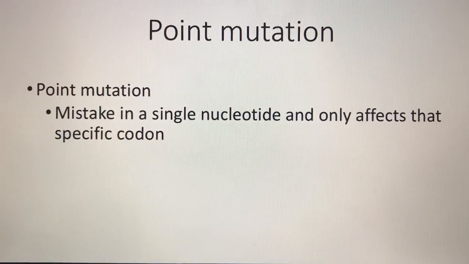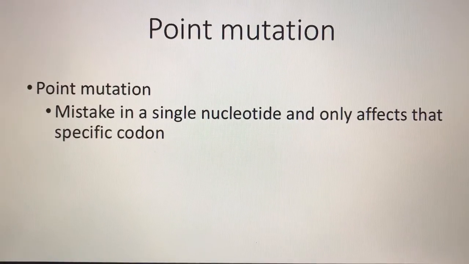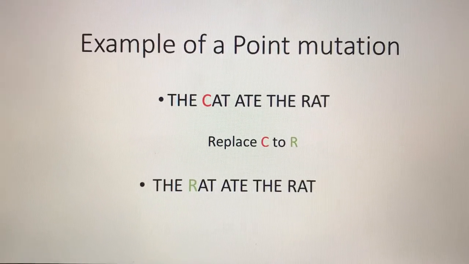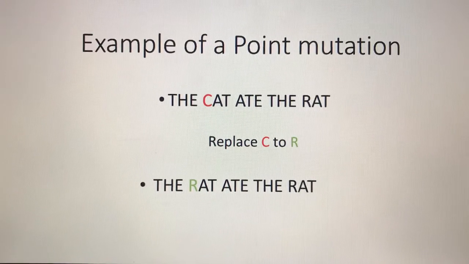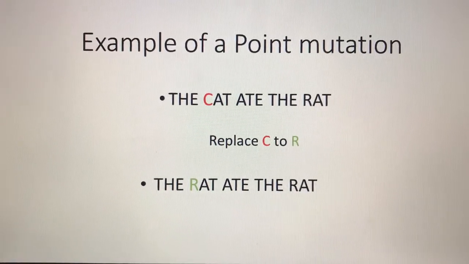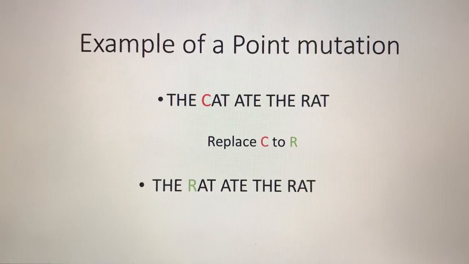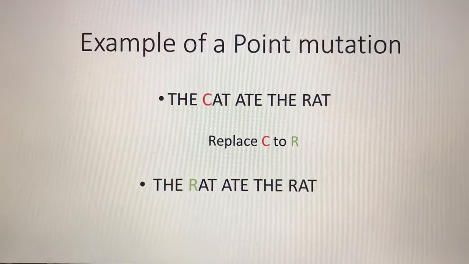A point mutation is a mistake in a single nucleotide that only affects a specific codon. Here's an example of a point mutation. Using the same sentence, the cat ate the rat, if we replace the C with an R, the new sentence reads, the rat ate the rat, which is a silly sentence, but it still makes sense.